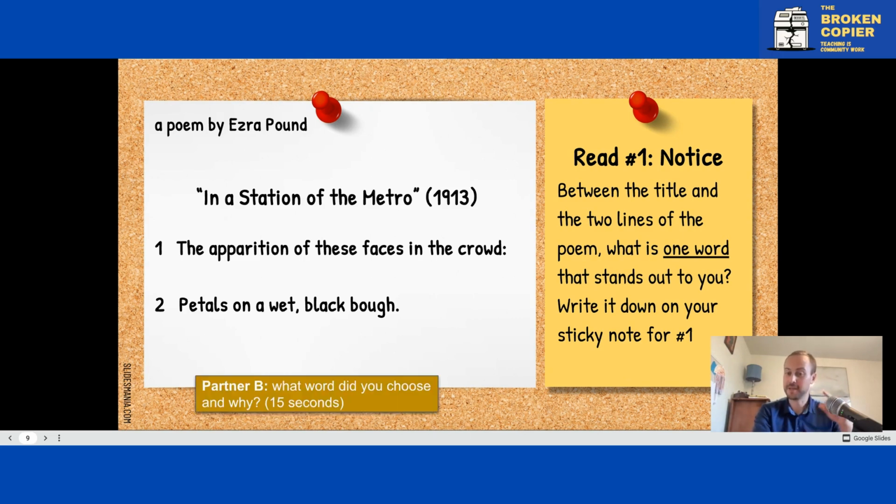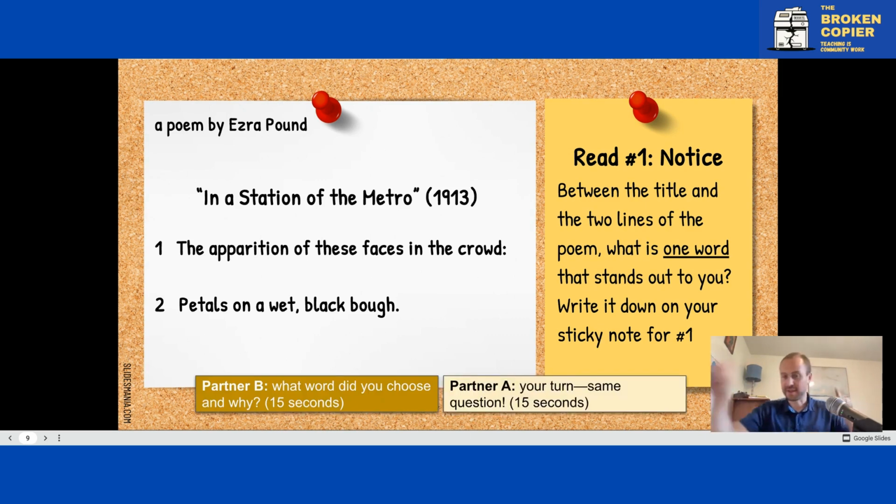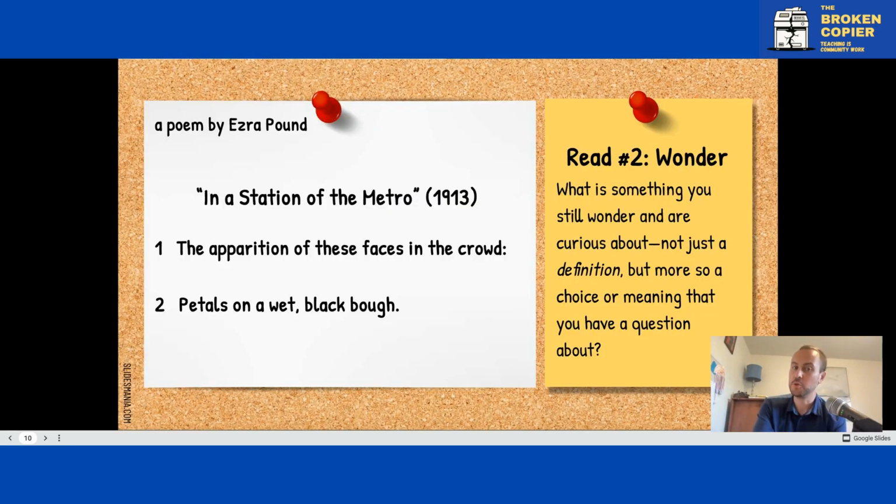Again, we go to partner B this time, partner A. I then call on random people to tell me the word. We just kind of notice some things, and then we read it again. Read number 2. What do you wonder? So what's a question you have, something you want to learn more about, and really to push them, not just definition.